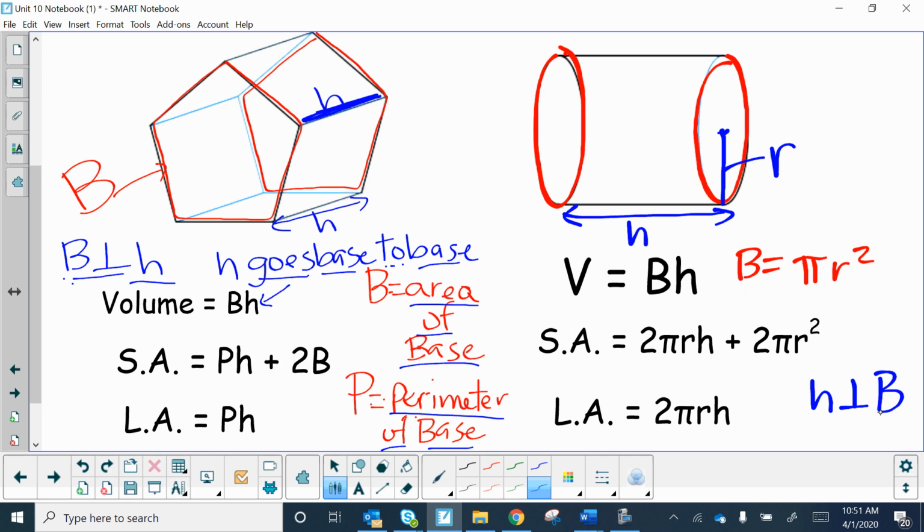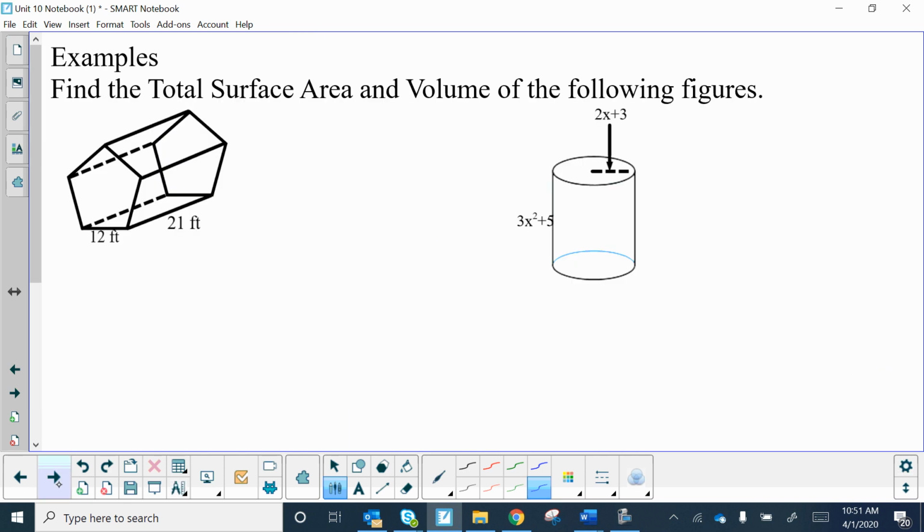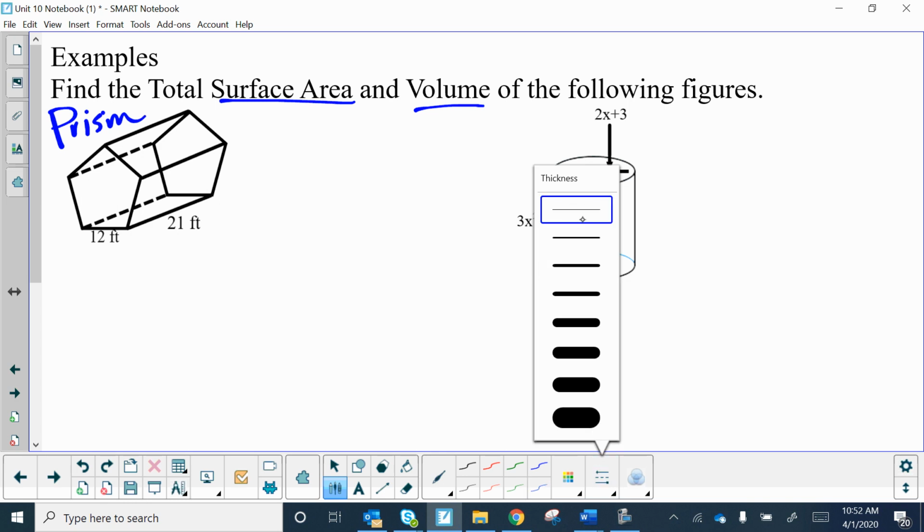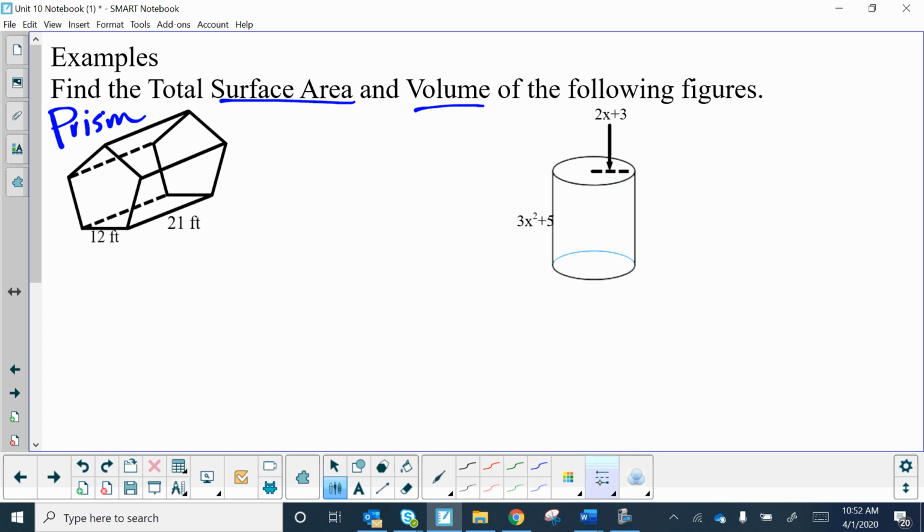Okay, let's try 2 examples. These examples are really 4 because we're going to find the surface area and the volume for each one. So let's start off with this one over here. This is a prism. And we're going to find the surface area and the volume. So let's start off with volume.